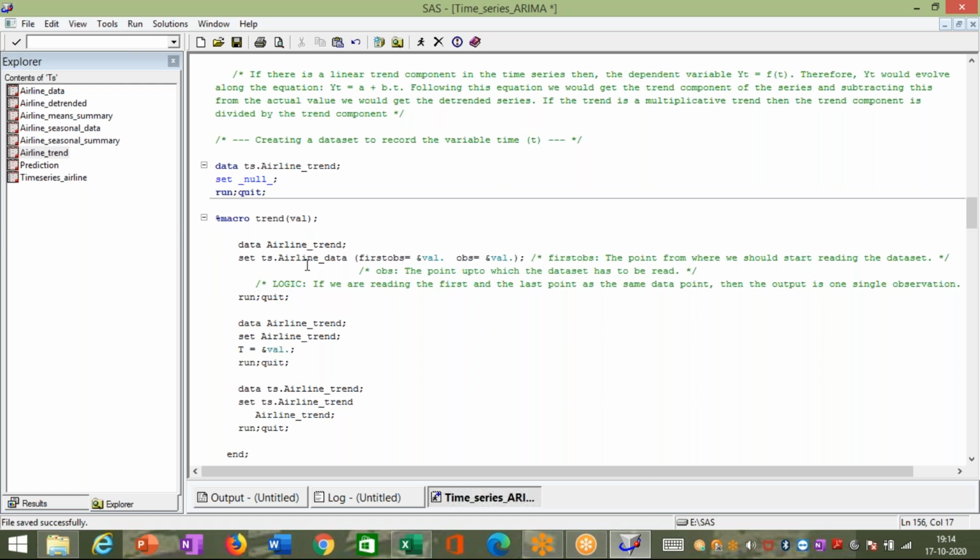Okay, so this is the first thing. What I'm doing is assigning the first observation and the OBS value as the same value. First OBS is the point from where we are starting to read a data set, so that's the first observation from where we'll start reading. Now the observation is that value up to which we will read.